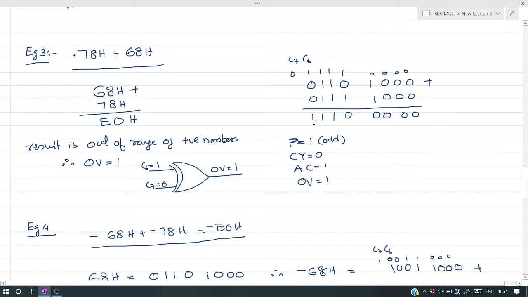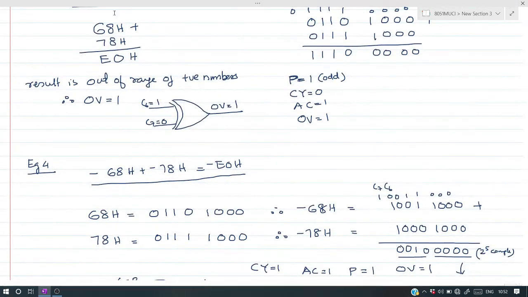There is no carry from the MSB, that is, C7 is 0. So the carry flag will be reset. And there is a carry from the LSB nibble to the MSB nibble. That carry is the auxiliary carry. As the auxiliary carry is there, the auxiliary carry flag will be set. Next, considering this result, which is out of range for positive numbers, the overflow flag will be set. Considering the hardware setup, to create the overflow flag in the 8051, C6 and C7 differ. One is 0 and one is 1. Therefore, the output of this XOR gate is 1. That is, the overflow flag is set.